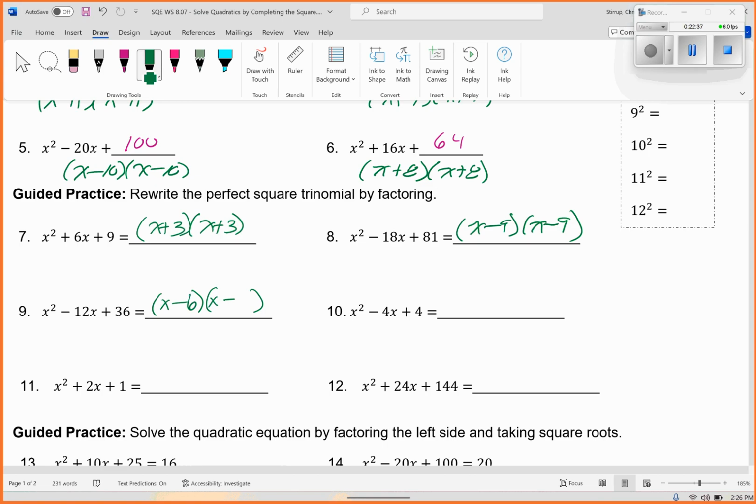6. This one, they're both minus. What's the answer? 2. This one's going to be this and this. What's the answer? 1 and 1. This one, all the signs are the same. What is it? 12.